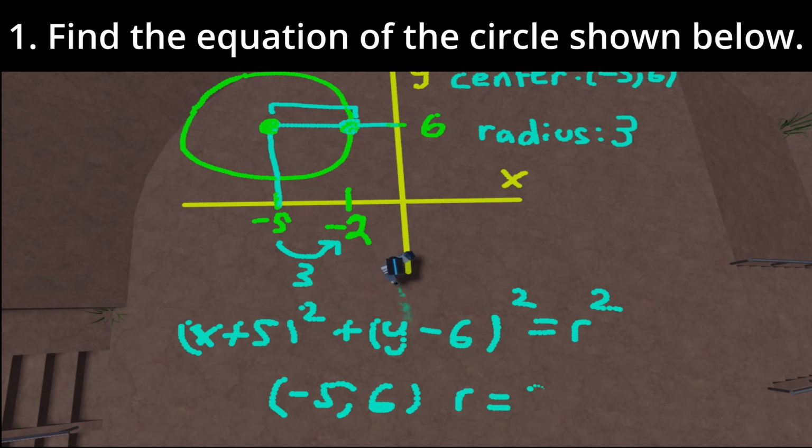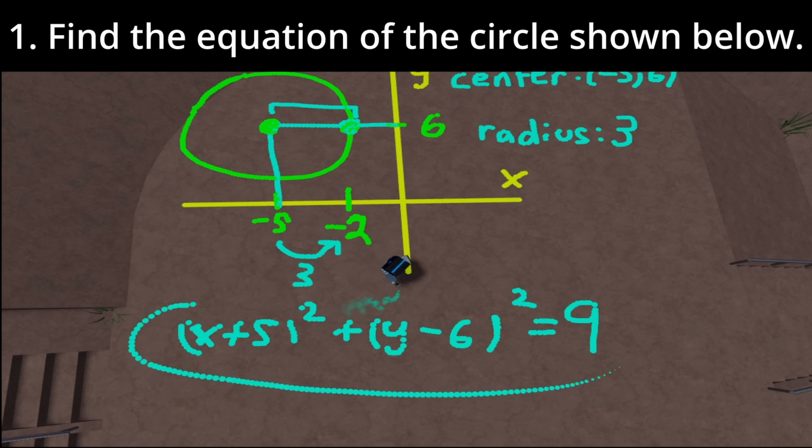That's the radius. So to go from radius to radius squared, you just square both sides. So r squared is equal to 3 squared. And 3 squared is just equal to 9. That means r squared is just equal to 9. So in other words, the equation of the circle I've drawn above is (x plus 5) squared plus (y minus 6) squared is equal to 9. That's it for this problem.